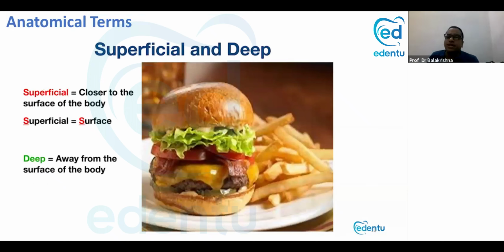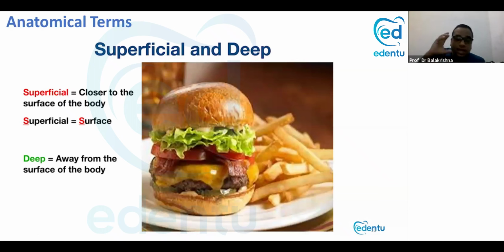Now see this, you are seeing a burger. So this burger has got different layers. Now we have this bun on the topmost layer. So that is the superficial part. So this is called superficial surface. And your tomatoes and cheese, which are in the deeper part, are the deep surface. So the bun is called superficial surface, and your cheese and all is in the deep part. So it is called deeper surface.